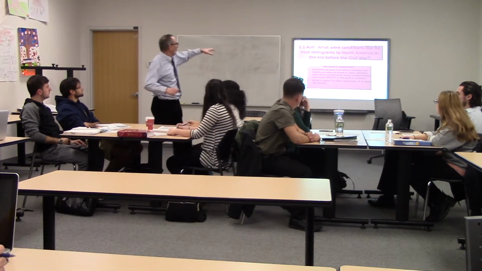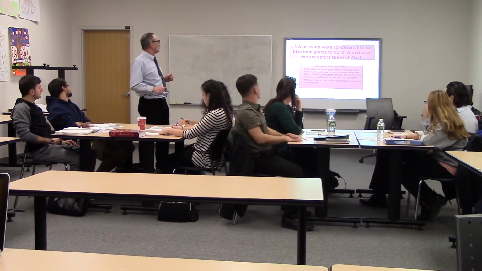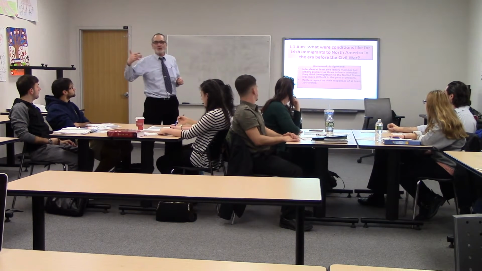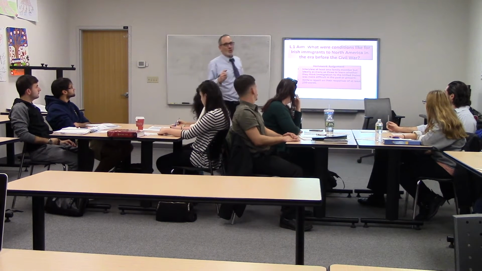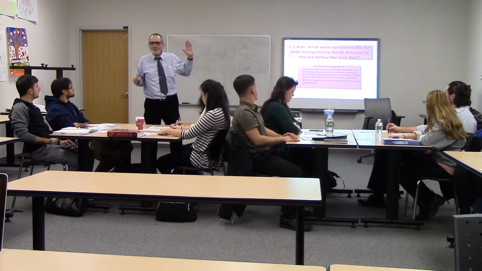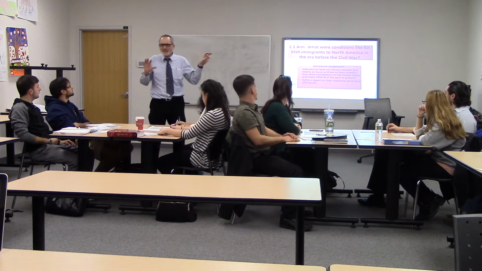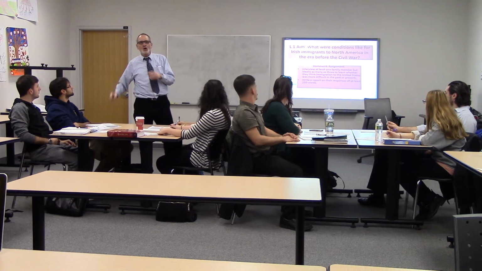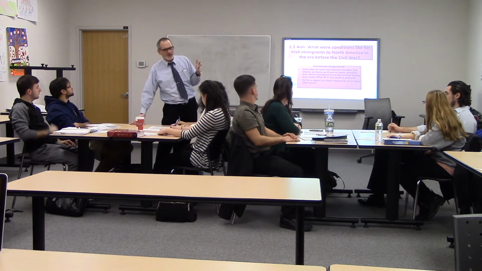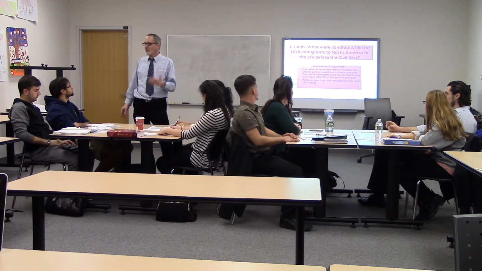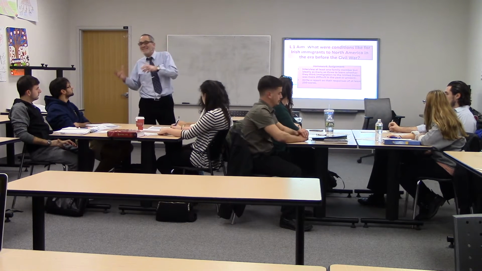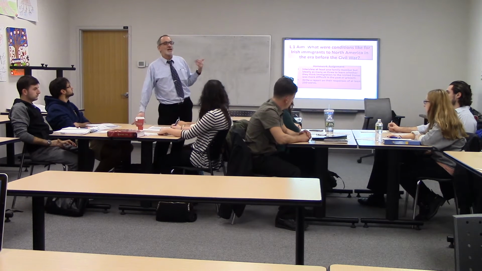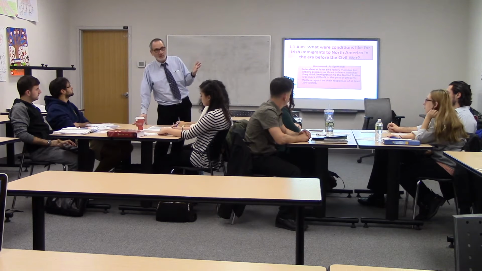Our aim for today: what were conditions like for Irish immigrants to North America in the era before the Civil War? We're going to be looking at two lessons, and the lesson plan is aimed at a 7th grade class. We're looking basically at the 1830s and 1840s, but you could adapt the lesson for a high school class, 11th grade.